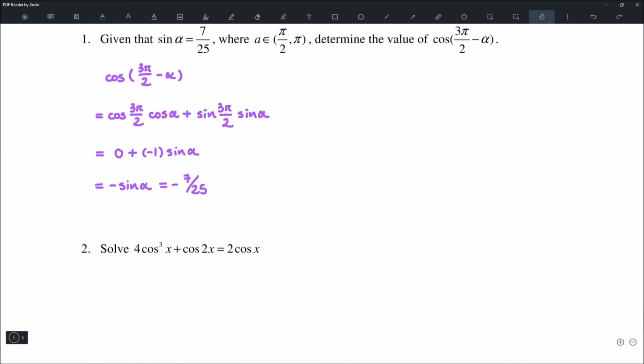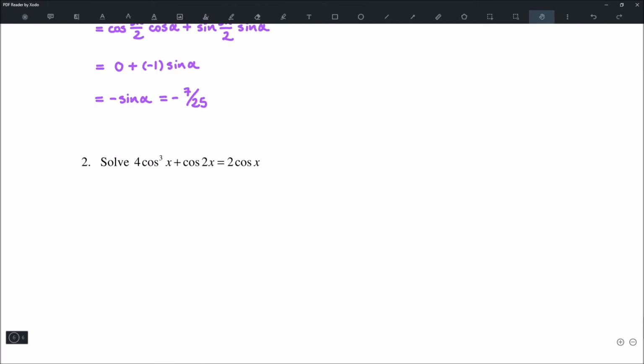That's it. So example number 2 on this page, we are trying to solve a trigonometric equation that involves a double angle, so cosine 2x. So what we're going to do here is first use the double angle identity for cosine. I'm going to use the version that involves a cosine square x. So it looks like this. And the right-hand side is still 2 cosine x.